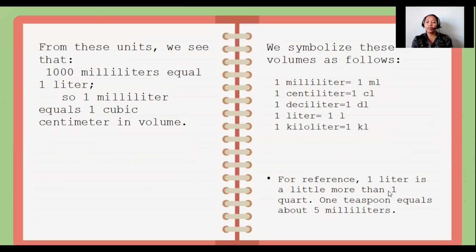We also symbolize these volumes as 1 milliliter is 1 ml, 1 centiliter is 1 cl, and 1 deciliter is 1 dl, 1 liter is 1 L, and 1 kiloliter is 1 kL. So for reference, 1 liter is a little more than 1 quart, and 1 teaspoon equals 5 milliliters.